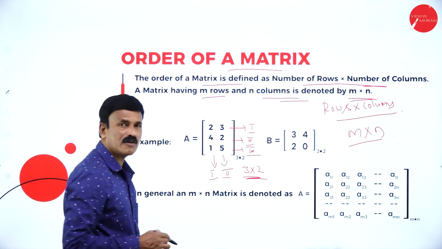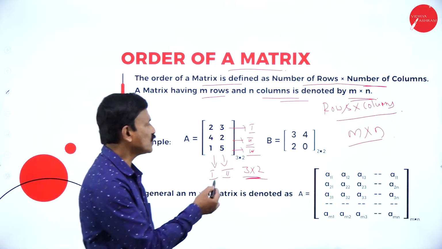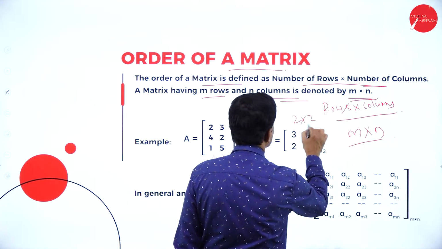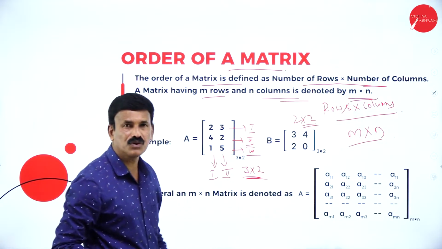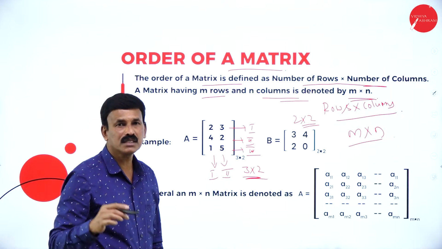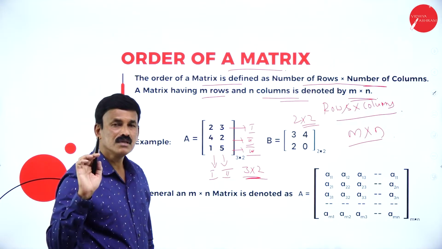This is a matrix of order 3 rows, 2 columns. If we come to this, it contains 2 rows, 2 columns. Therefore, the order of this matrix is 2 into 2. So, this contains 4 elements and this contains 6 elements. Here, the order is nothing but the number of rows into the number of columns.